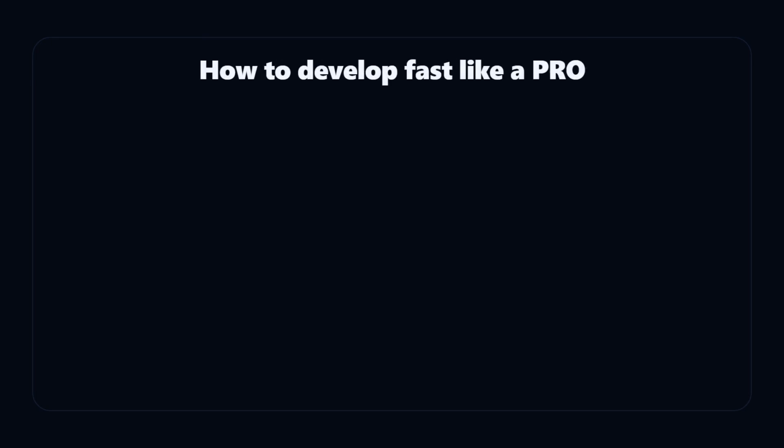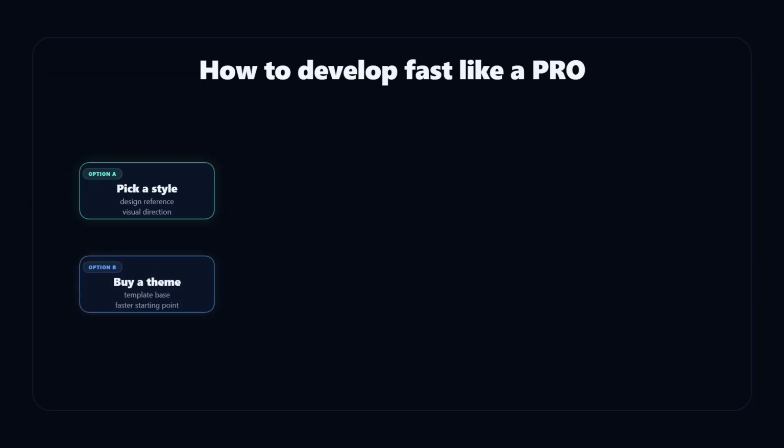So the process looks like this. We start with a design direction. You can either pick a style you like and use it as a visual reference, or you can buy an existing theme and use that as a faster starting point. Then, we give that to an AI agent and let it help us build the app.